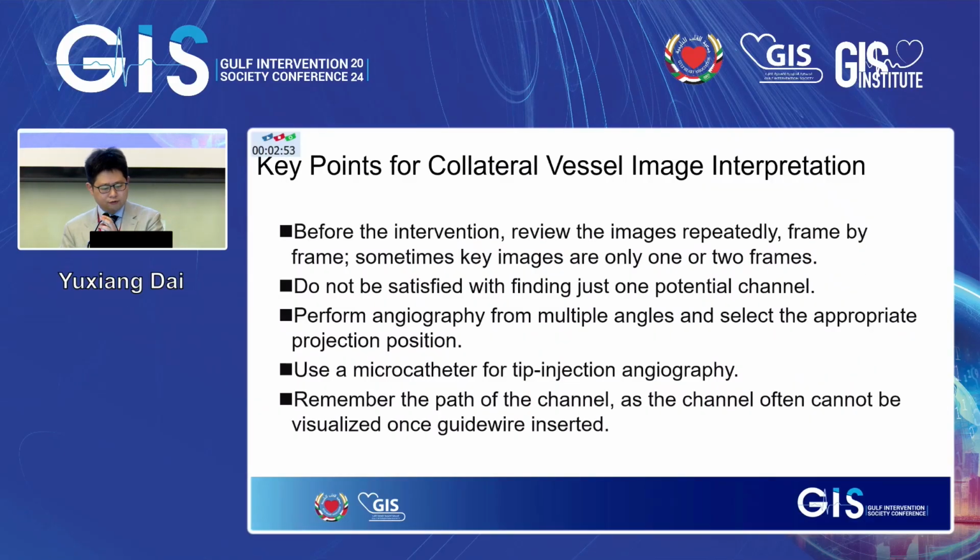The key points for collateral vessel imaging interpretation include: review the images repeatedly, frame by frame, as sometimes the key image has only 1 to 2 frames. Do not be satisfied with finding just one potential channel. Perform angiography from multiple angles, select the appropriate projection position, and use the microcatheter for tip injection angiography. Remember the path of the channel, as the channel often cannot be visualized once the guide wire is inserted.